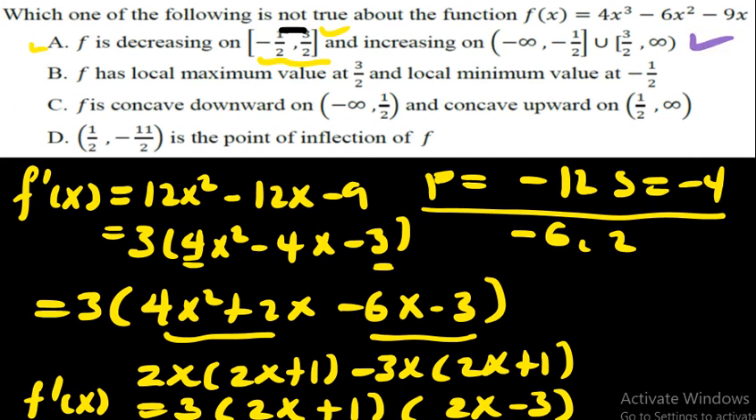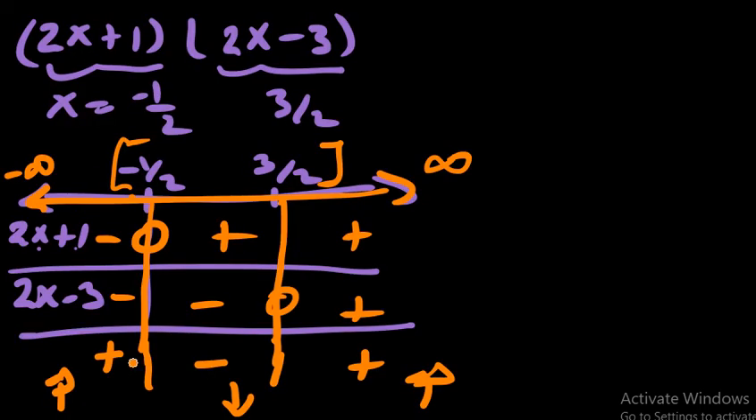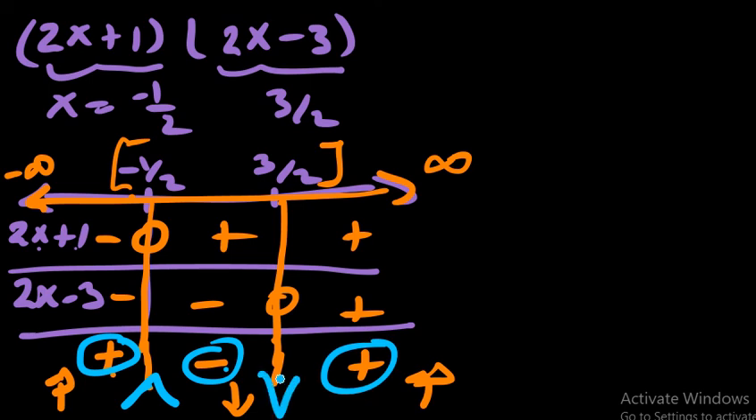What about the maximum and the minimum? Try to see the sign change, as I said. This one from positive to negative, it changed. The sign changes here from positive to negative, so that this is maximum. And here the sign changes from negative to positive, as you see, so here will be minimum. So maximum at negative 1 over 2 and minimum at 3 over 2.